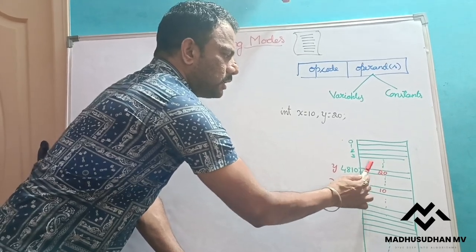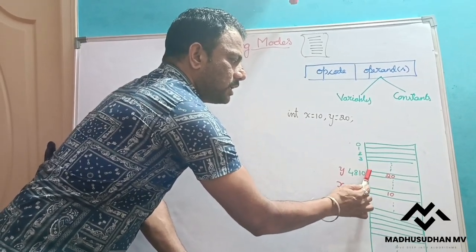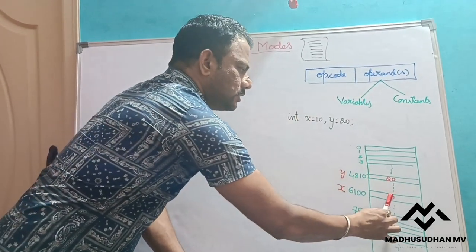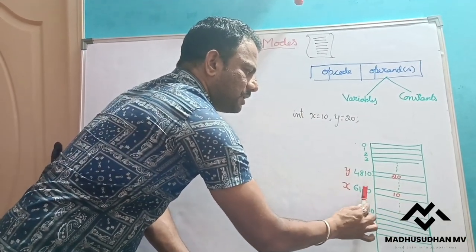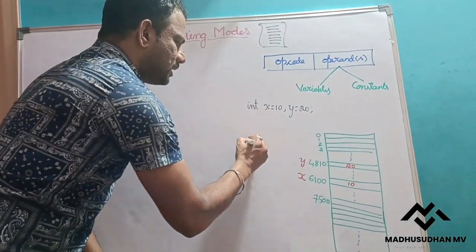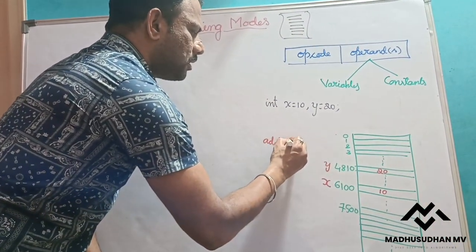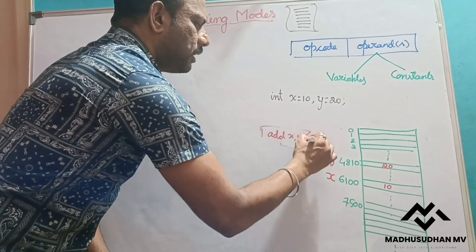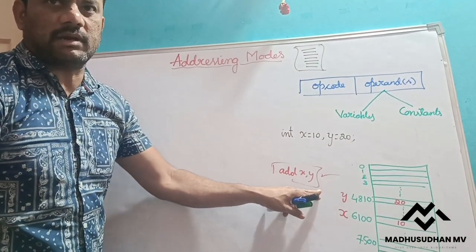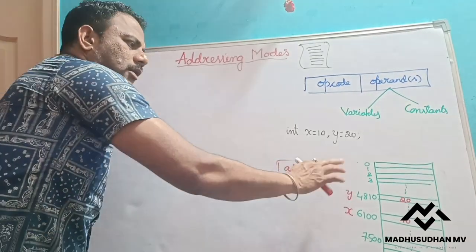Okay. But this operand is stored in this memory location, and this memory location has this address, and this is the name I have given. So what I will say, I will simply say add x comma y. This is absolutely fine. So whenever I say a variable name, it is nothing but the address it will get. Okay, so this is absolutely fine.